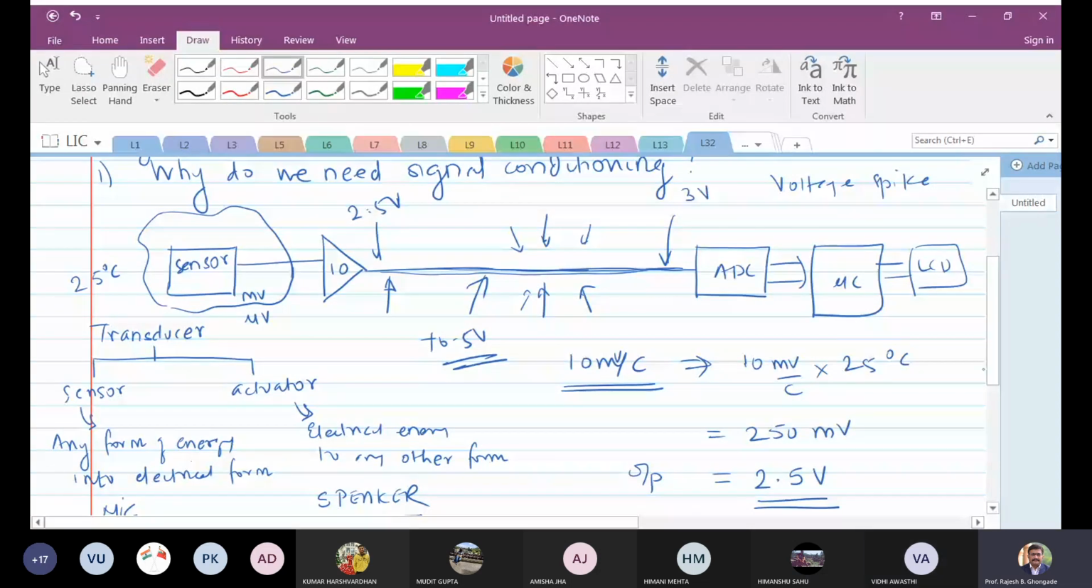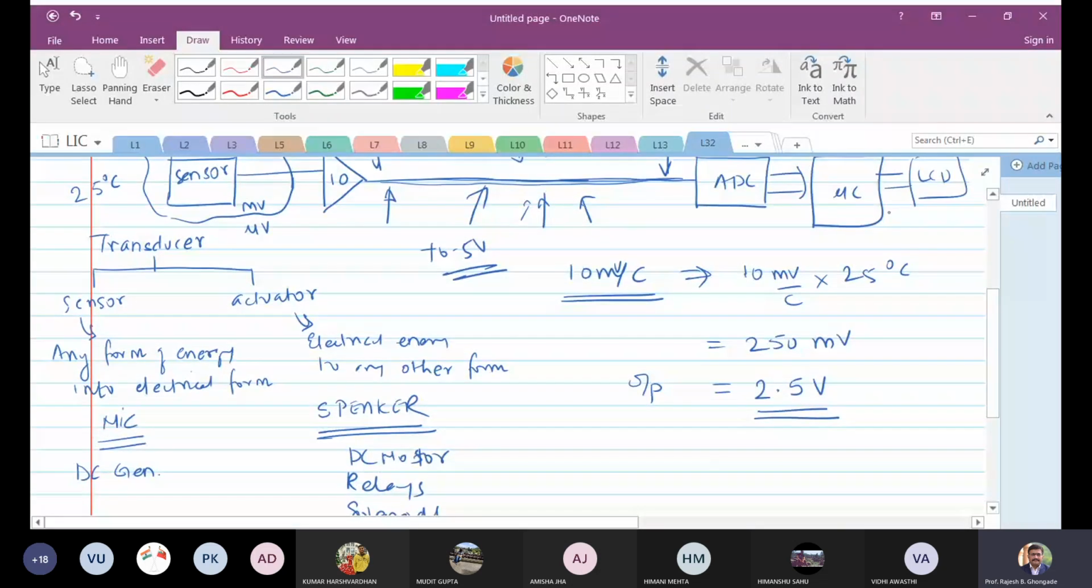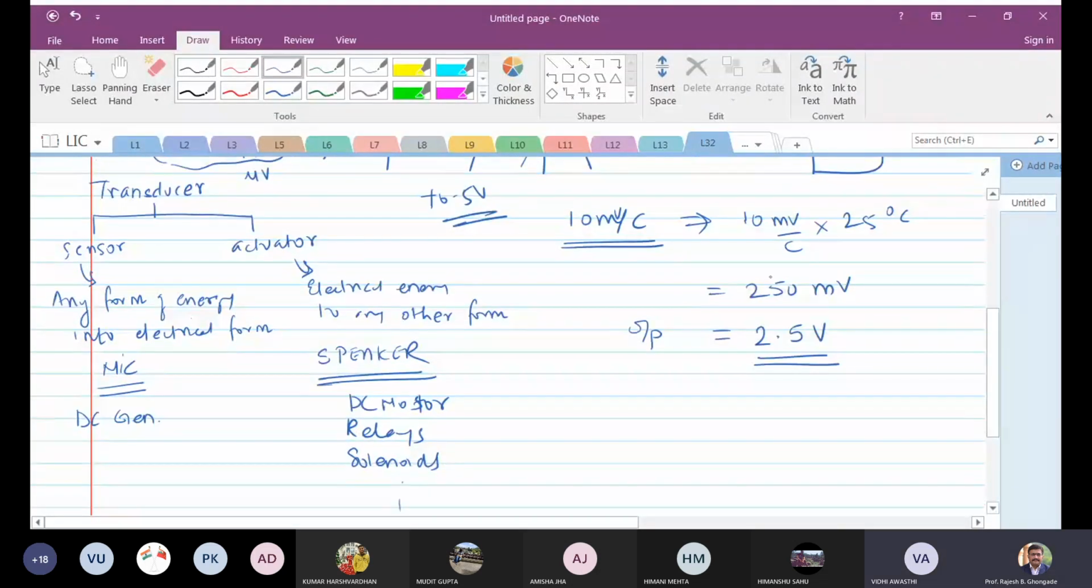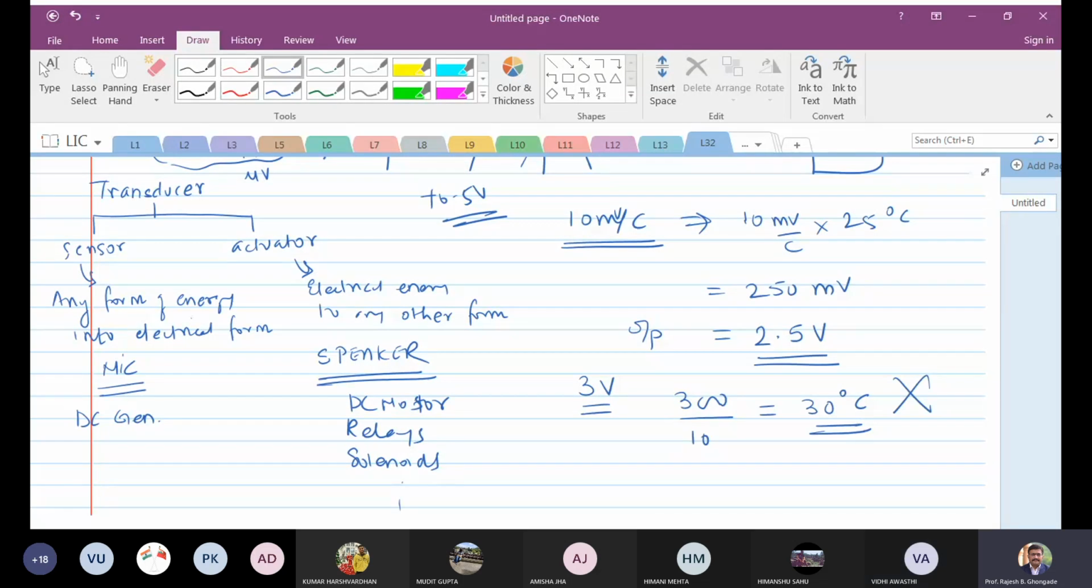How will the microcontroller interpret it? We have to work backwards, no? So I'm getting 3 volts. My amplifier gain is 10. So 300 millivolts divided by the conversion factor 10 millivolts. So it is interpreting how much? Which is 30 degrees Celsius. Which is absolutely wrong, isn't it?